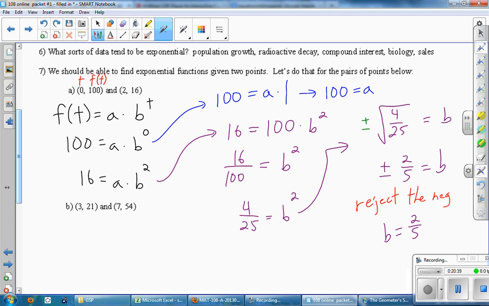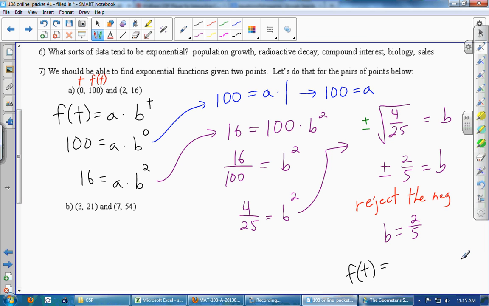Okay, so then our final answer, just copying this equation again, but replacing the a and the b with the values we just found, is that f of t is, so we said that, what do we say, a was 100 times b is 2/5, that in parentheses, because it's all being raised to the t power, 100 times 2/5 to the t. And that's it. So what we've accomplished is found a formula for a function that hits both of those points, (0, 100) and (2, 16).